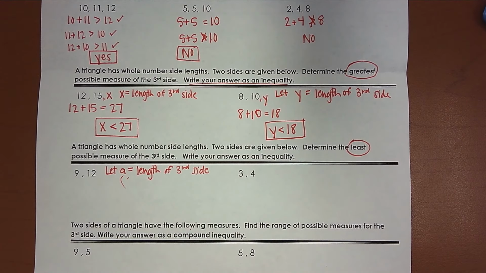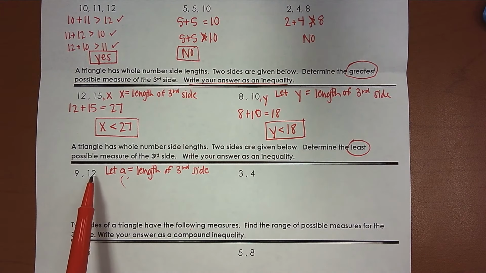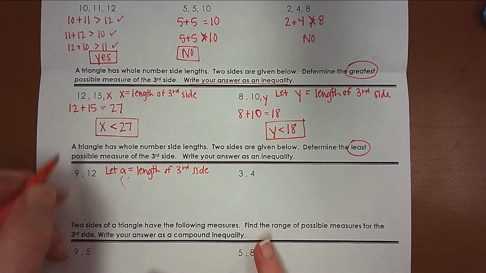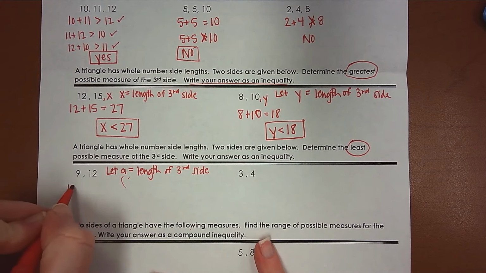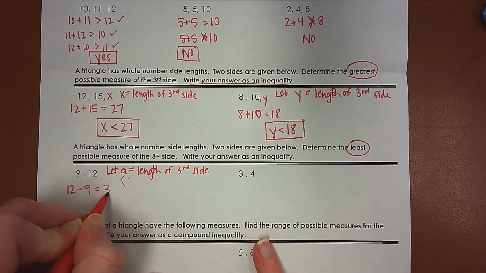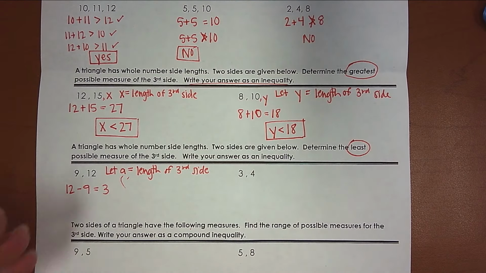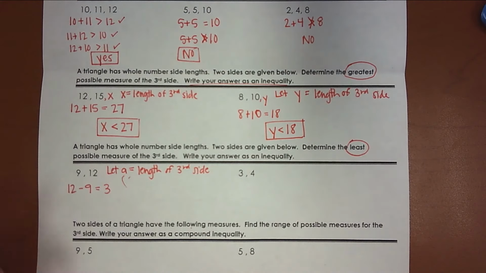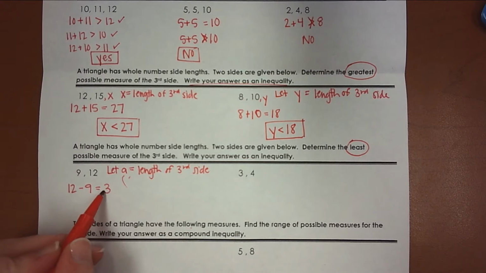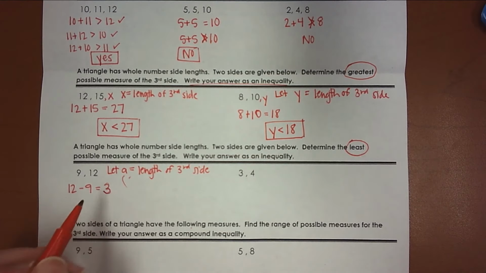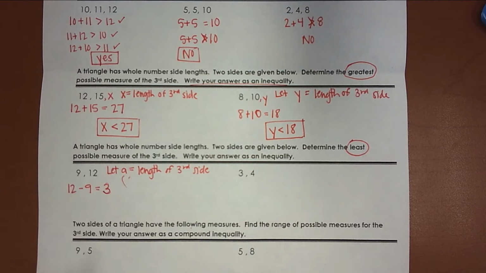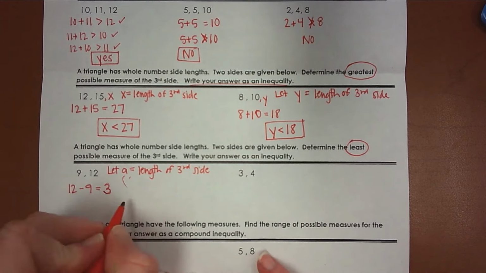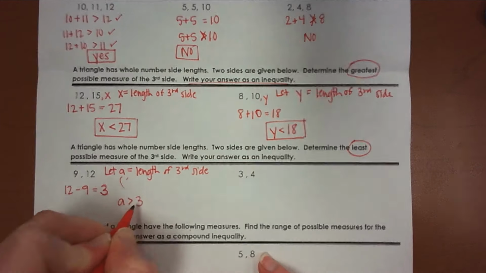And if we're coming up with the least possible measure, then that means that 12 has to be the biggest number. So if 12 is my biggest number, the opposite of adding together is subtracting. 12 minus 9 equals 3. If I have side lengths of 9 and 3, they are going to collapse onto each other. And so that side length is going to have to be bigger than 3 in order for those two side lengths to prop up. And so in this case, A has to be greater than 3.